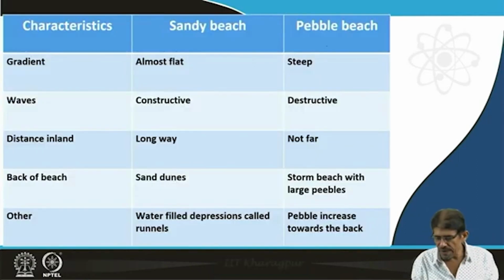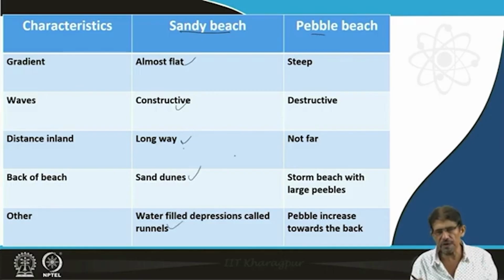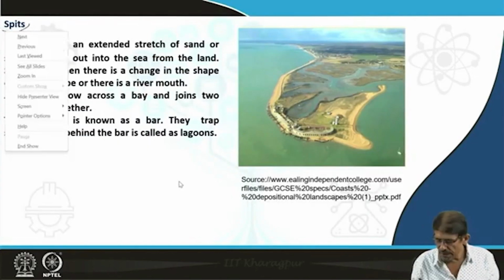Characteristic-wise, we can see the sandy beach and pebble beach. The sandy beach is almost flat, constructive, with a long way, sand dunes, and water-filled depressions. However, the pebble beach is steep, destructive, not far, a storm beach, and the large pebbles increase toward the back, etc.